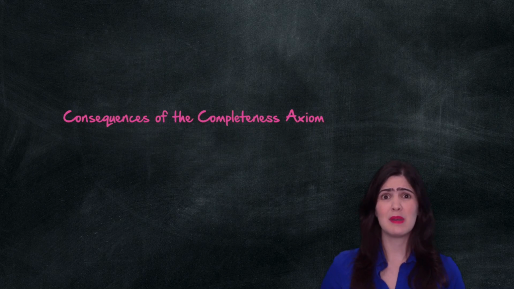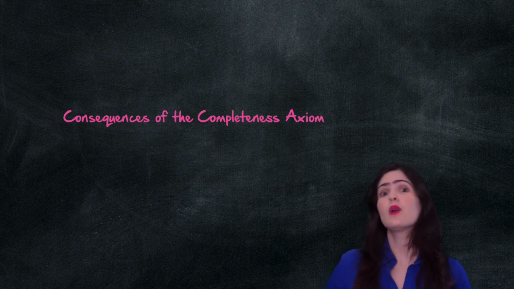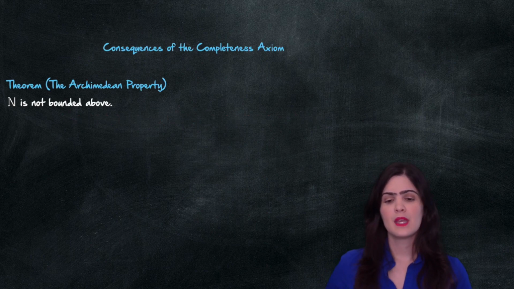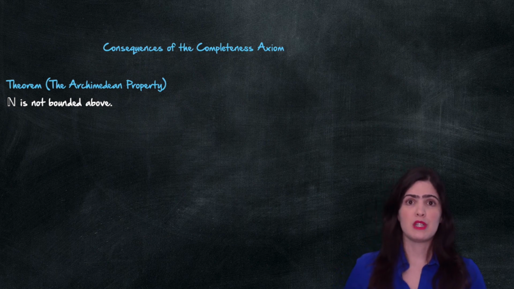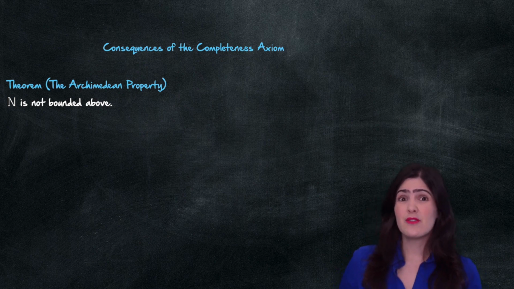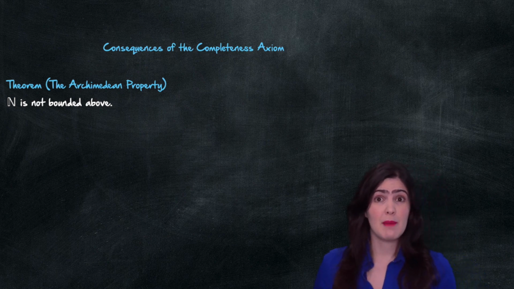The completeness axiom has many extremely important consequences, and in this video we're going to discuss some of them. First, the Archimedean property. This just tells us that the set of natural numbers is not bounded above.